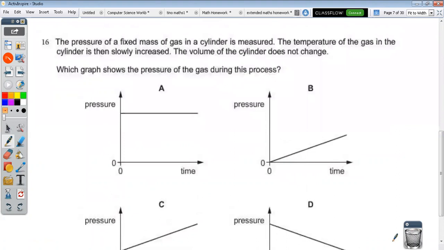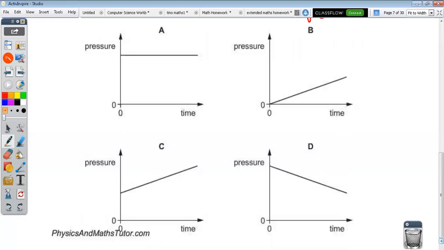Okay. And now, the pressure of a fixed mass of gas in a cylinder is measured. The temperature of the gas in the cylinder is slowly increased. The volume does not change. Remember from the formula that I gave you, if volume does not change, pressure is directly proportional to temperature. So if we increase the temperature, the pressure increases, as long as the volume is constant. Clear? But what's the best answer between B and C?